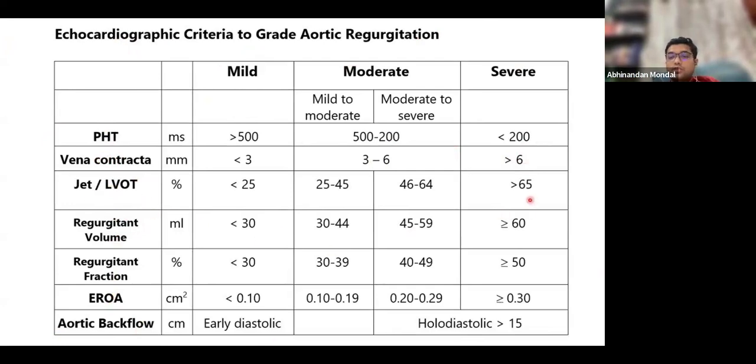If Z by LVOT is more than 65%, regurgitant volume more than 60, regurgitant fraction more than 50, EROA more than or equal to 0.3, and there is holodiastolic flow reversal in your descending thoracic aorta. So these are the severe criteria. But always remember, whatever I have mentioned here is for chronic aortic regurgitation. None of them are true for acute AR, that is in case of endocarditis or sudden rupture of the valve cusp or something like that.